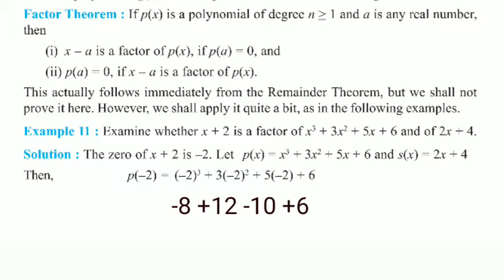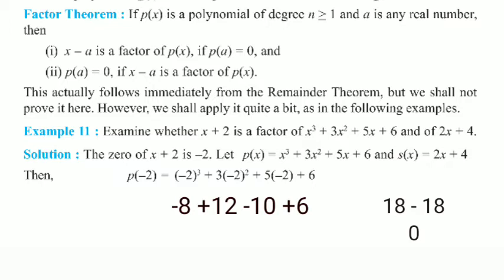So see, we are getting minus 8 plus 12. Simple. Here the cube of minus 2 is minus 8, and the square of minus 2 is 4, so 3 times 4 is 12, and minus 10 plus 6. So we can write minus 8 plus 12 minus 10 plus 6. What are we getting? 12 plus 6 is 18, and 8 plus 10 is 18. So we are getting 0. So by the factor theorem, x plus 2 is a factor of x cube plus 3x square plus 5x plus 6.